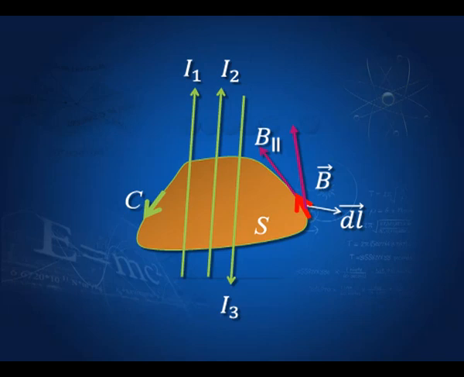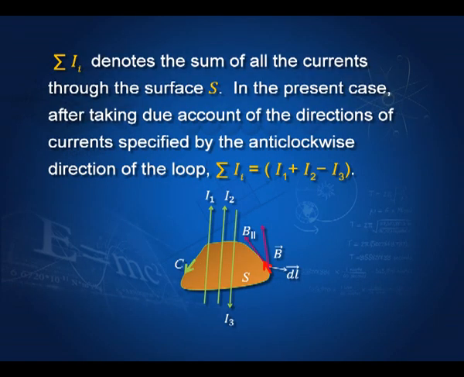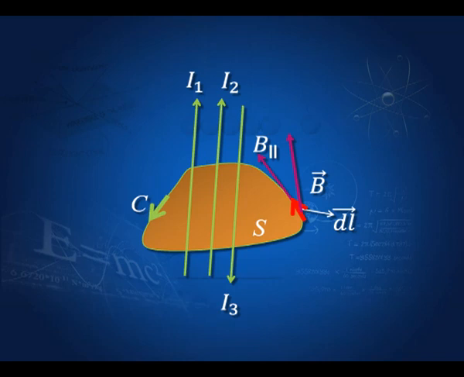You see, B is the field, and B parallel is the field which is along the direction of the loop. So, the line integral of B parallel times dl is equal to mu 0 times the sum of the currents I1 plus I2 plus I3 etcetera, which are passing through the surface S. In the present case, after taking due account of the directions of the currents specified by the anti-clockwise direction of the loop, we have to determine which current is positive, which current is negative, because we said algebraic sum of currents.